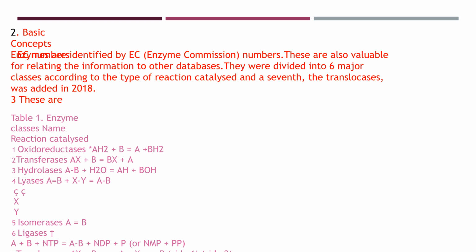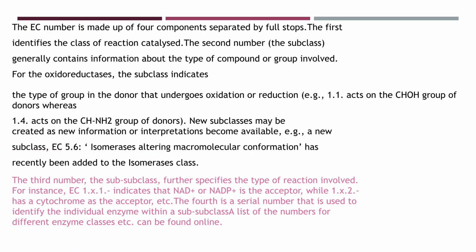Enzymes are identified by EC, Enzyme Commission, numbers, divided into 7 major classes based on the reaction type. The 7th class, translocases, was added in 2018. The table illustrates the 7 enzyme classes and the reactions they catalyze. The EC number consists of 4 components separated by full stops: class, subclass, sub-subclass, and a serial number. These numbers provide specific details about the reaction and the groups or compounds involved, facilitating enzyme identification and classification.